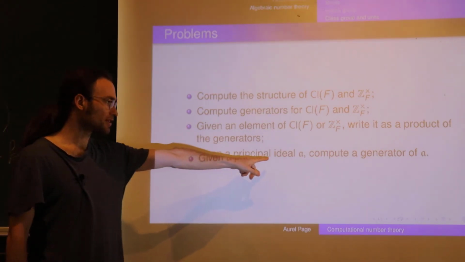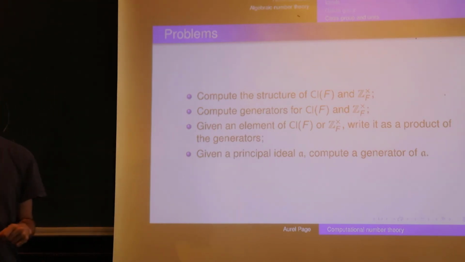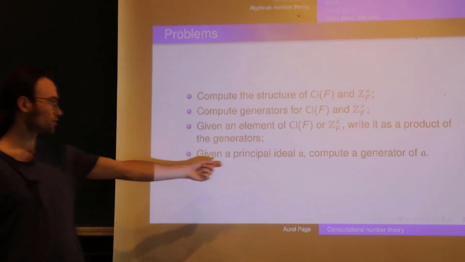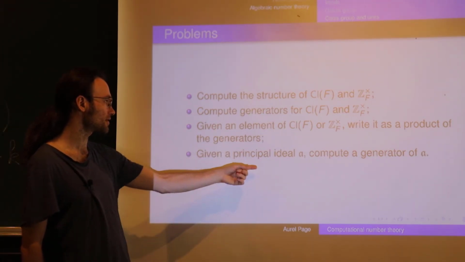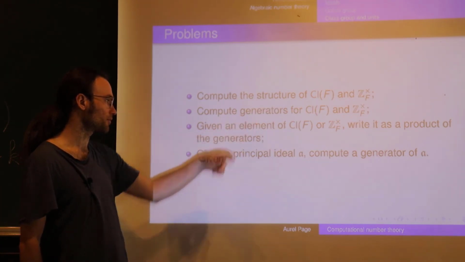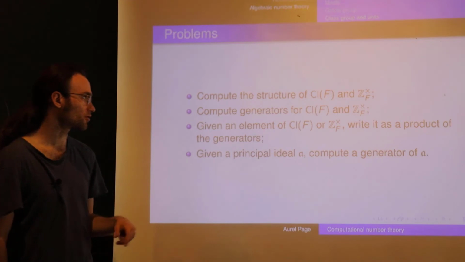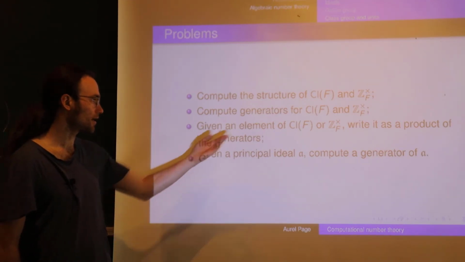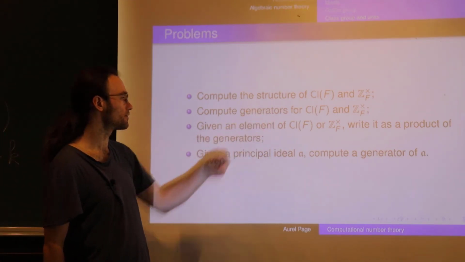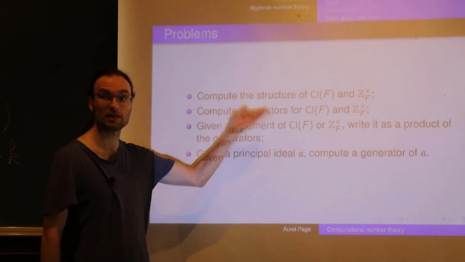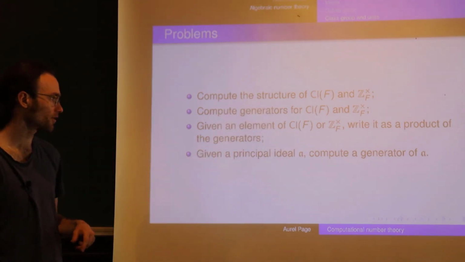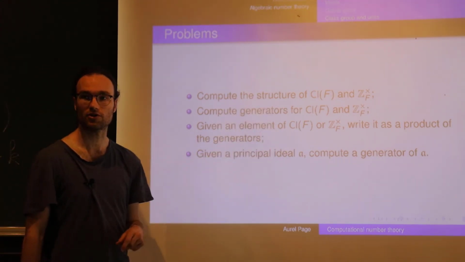And given a principal ideal, we would like to be able to compute a generator of it. So knowing whether it's principal is the same as this problem, because we take A, we want to write it as a product of the generators, and maybe you need something like a basis to identify that it's actually 0 in the class group, and then you want to compute a generator for it.